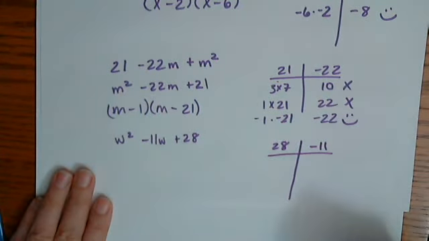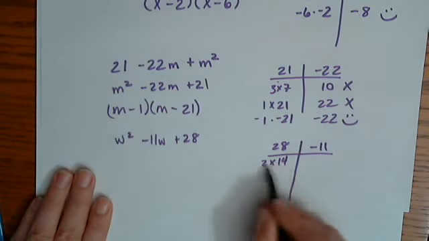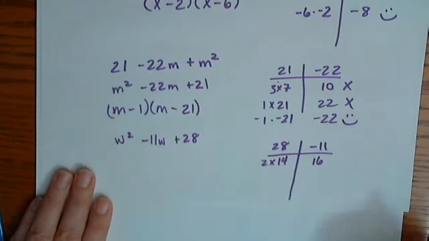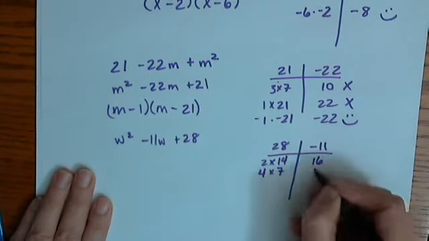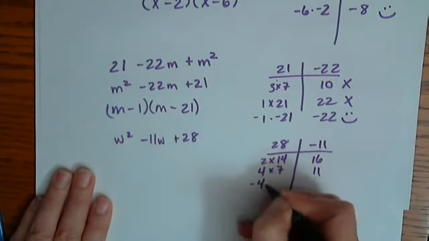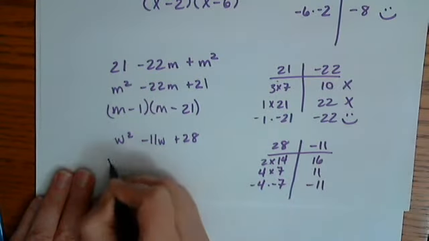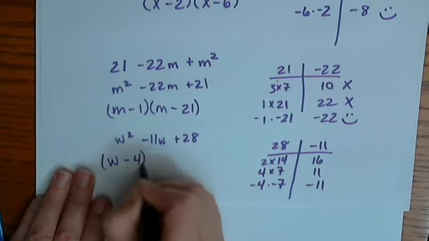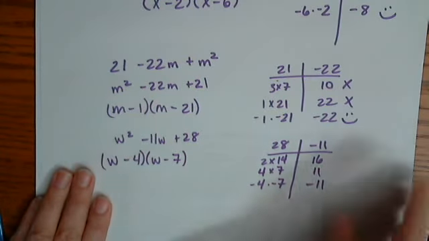28 is what? 2 times 14, that would be a positive 16, not what I want. How about 4 times 7? That's 11. Okay, negative 4 times negative 7, negative 11. So w minus 4 times w minus 7. It really is as simple as that. Okay, another example on page 487.